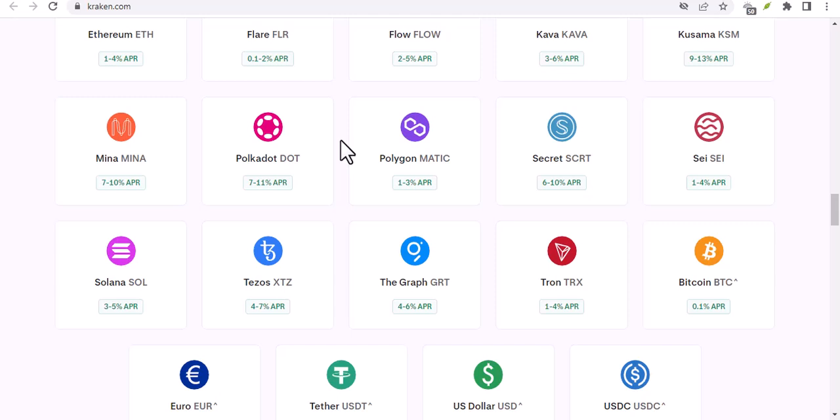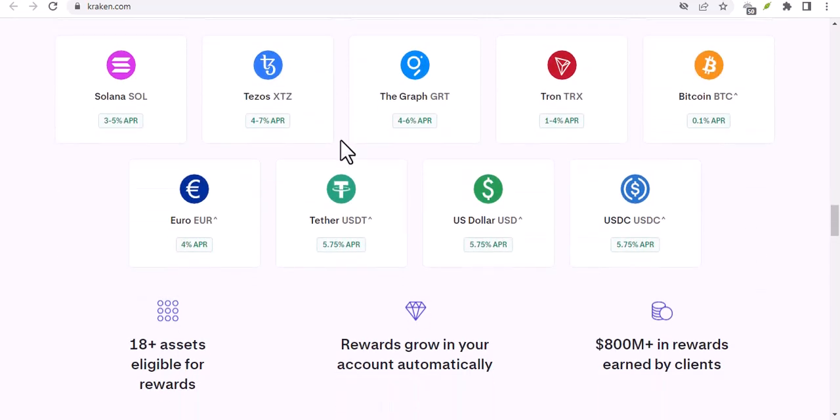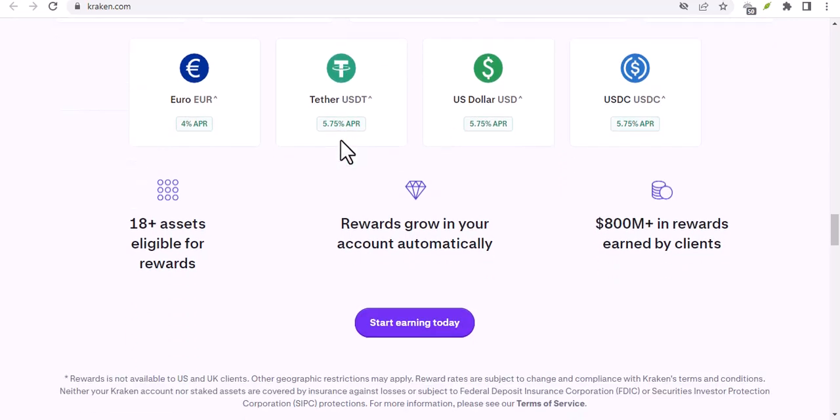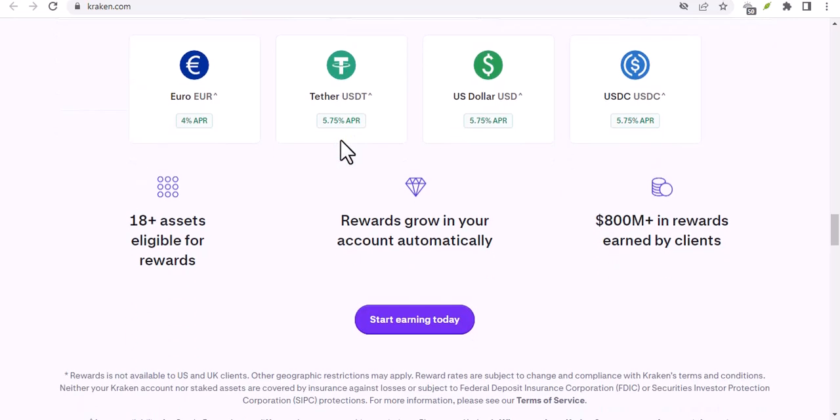Sending money from Kraken to your bank account is a simple process. However, it is important to understand the risks involved before you do so.